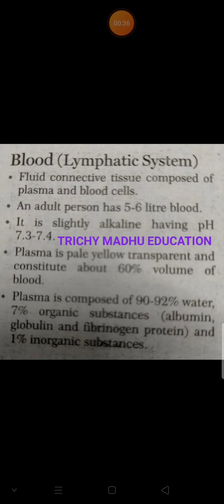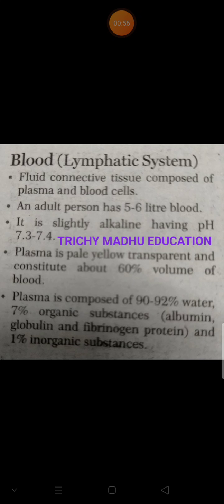Now we are going to see about blood. Blood is a fluid connective tissue composed of plasma and blood cells. An adult person has 5 to 6 liters of blood. It is slightly alkaline, having a pH of 7.3 to 7.4.